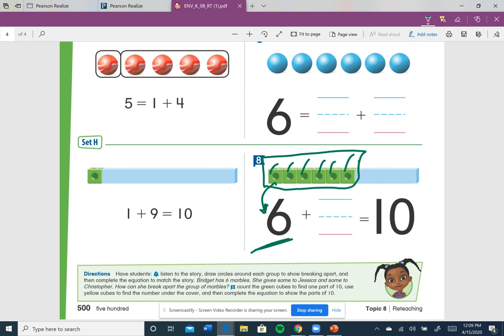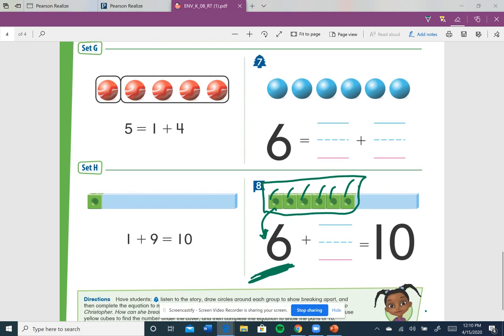Well, if you have your cube trains out, you can keep adding cubes until you get to 10 and then count how many cubes you added at the end. Or you can put up 6 fingers and then you can keep putting fingers up until you get 10 and then you can count how many fingers you added. Or what Mr. Grun likes to do, and everybody has a number line at home. 1, 2, 3, 4, 5, 6, 7, 8, 9. That isn't going to work. Let's do this.